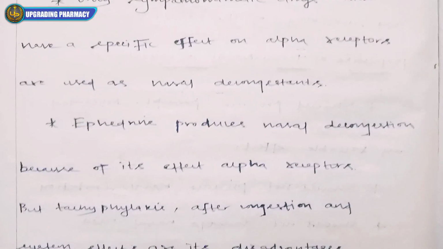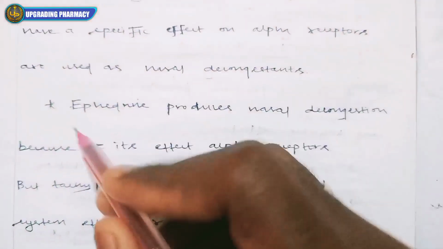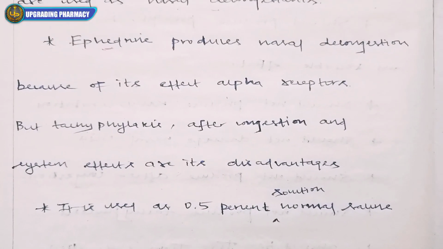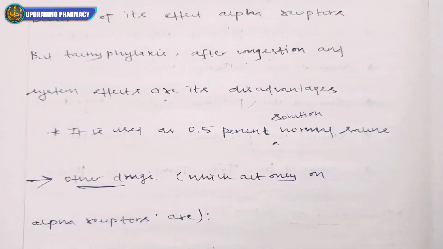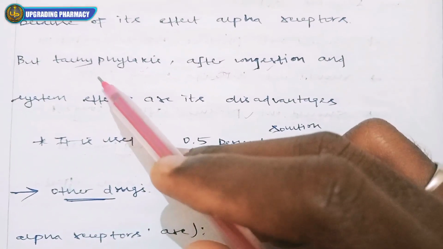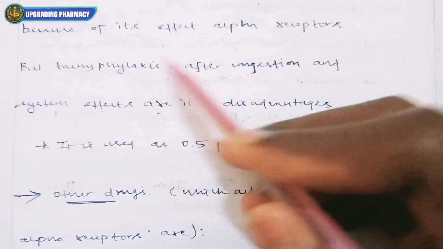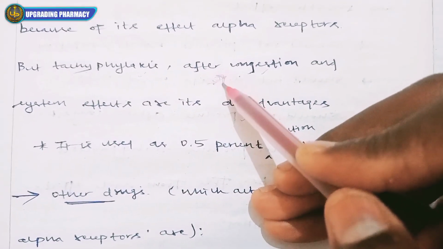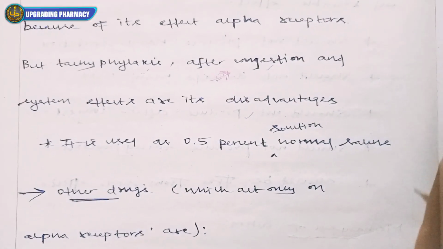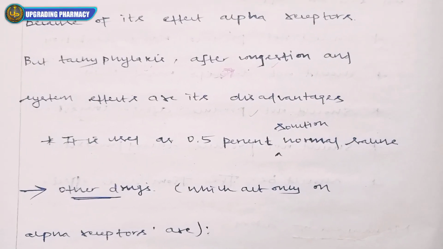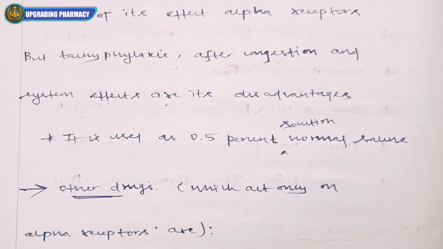An example is ephedrine. Ephedrine produces nasal decongestion because of its alpha receptor effect. But the disadvantage of ephedrine is tachyphylaxis. Tachyphylaxis is rapid tolerance, and after-congestion. After administering this drug, we also have some congestion. That is one of the disadvantages of ephedrine.